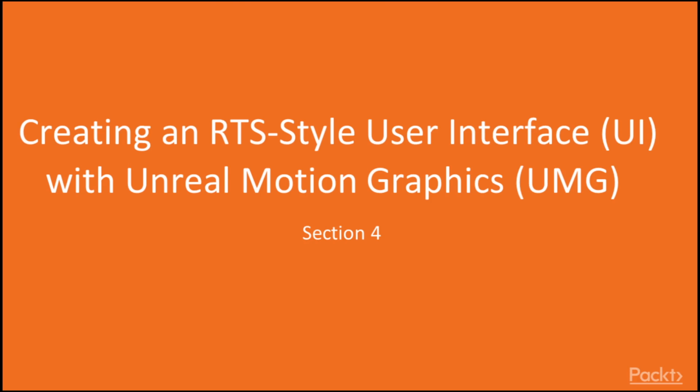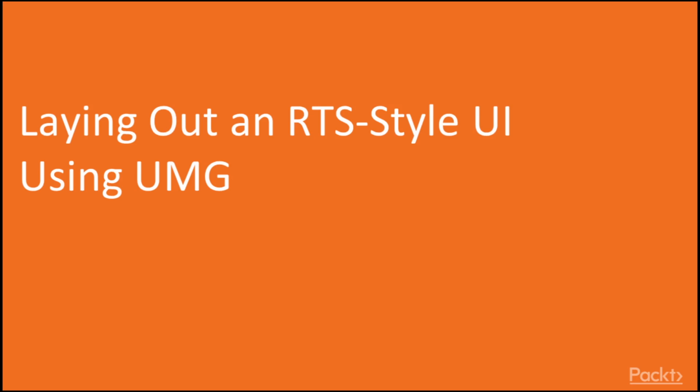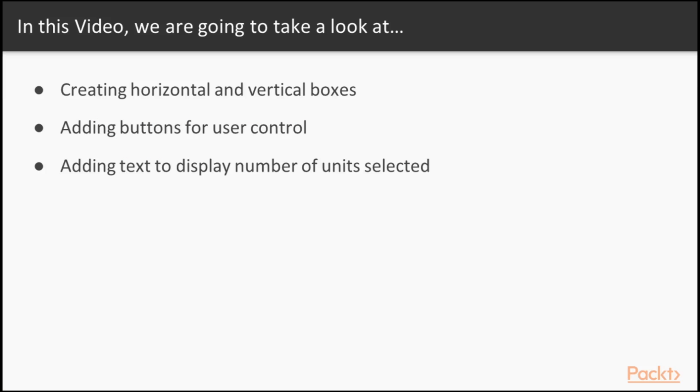In this section, we're going to cover creating and programming user interface functions in Unreal Motion Graphics. Video 1. Laying out an RTS-Style UI using UMG. In this video, we're going to create horizontal and vertical boxes to help lay out our UI. Then we're going to add some buttons to allow the user to select and deselect their units. And finally, we're going to add some text to display the total number of selected units.